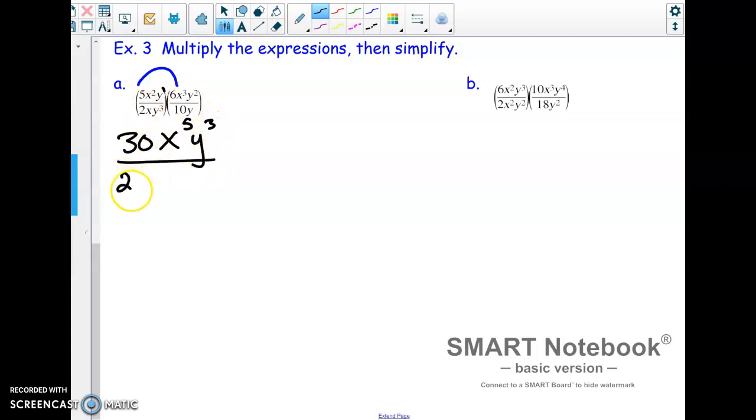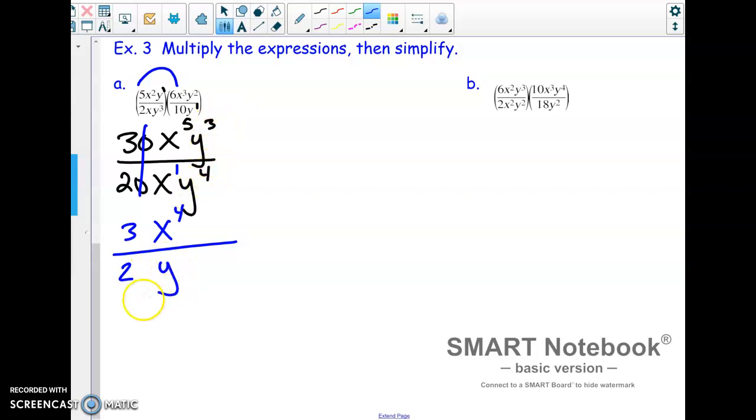2 times 10 is 20. There's nothing to combine x with. X cubed, again, there's an understood 1, so y to the 4th. Now we're going to simplify. Easiest thing to do is to get rid of those zeros first. So 3 over 2. X to the 5th divided by x to the 1st will be x to the 4th. 5 minus 1 is 4. And then y to the 3rd divided by y to the 4th. It's bigger in the denominator, so I just have y.